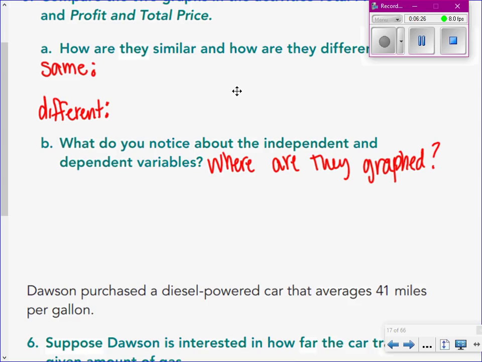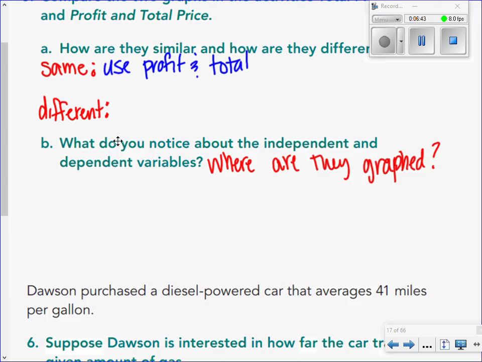Okay, you should have written something like, in the same part, they both use profit and total price. We're comparing profit and total price on both of them. What's different? Each graph is labeled differently.